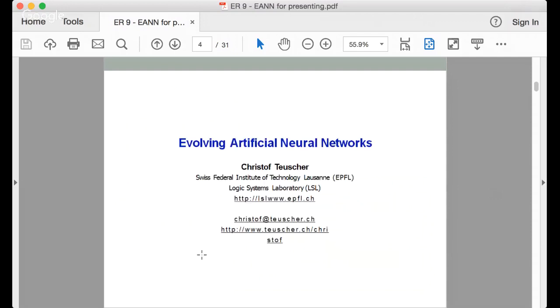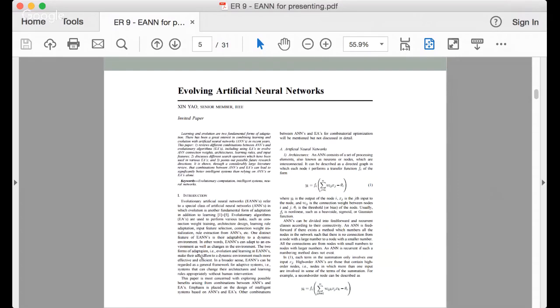So this presentation was heavily inspired by the Evolving Artificial Neural Networks presentation done by Christophe Touchel. I'm not sure if I'm pronouncing the name right, but I'm doing my best. And it's also heavily inspired by the Evolving Artificial Neural Networks paper written by Xin Yao, a senior member in the IEEE.